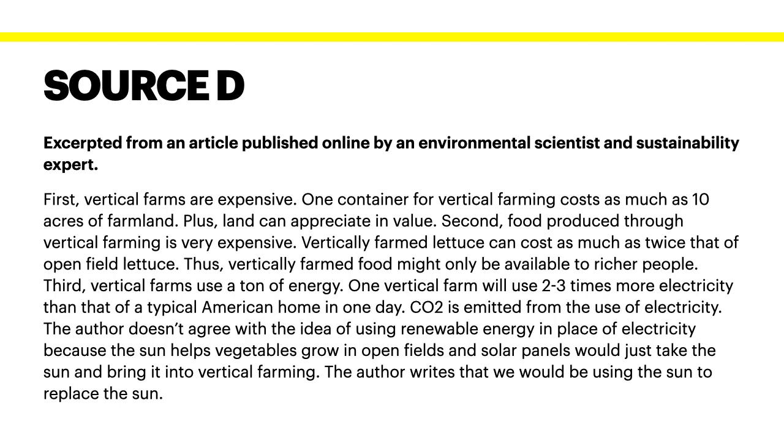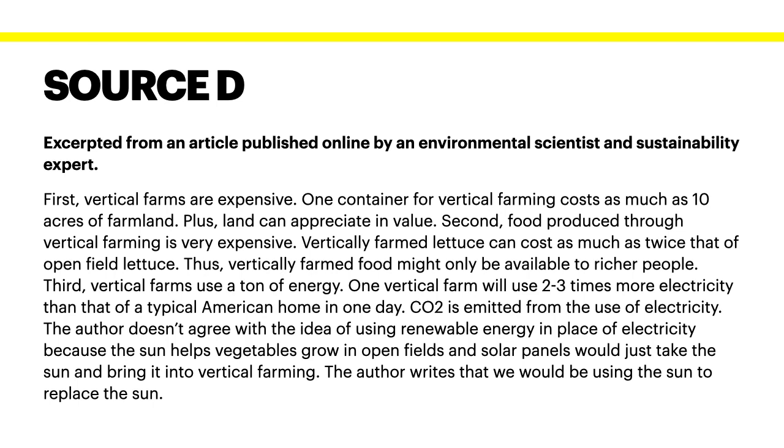Source D was not pictorial. It was not an infographic. So I did have something to read here, but it was the shortest of the readings. And this was excerpted from an article published online by an environmental scientist and sustainability expert. And source D actually goes against my thesis. It is not in favor of vertical farms, and I have a thesis that says it is in favor of vertical farms. So this is where it gets a little sophisticated. I have to be able to use a source that is counter to my idea in my essay.